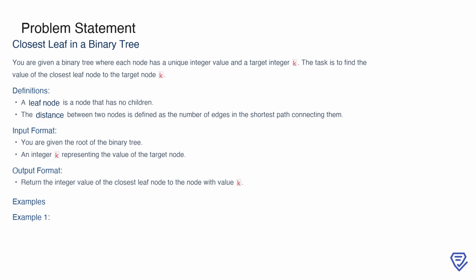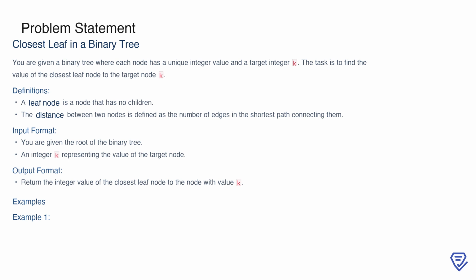In this problem, we are working with a binary tree where each node has a unique integer value. You are also given a specific target integer, k, which corresponds to the value of a particular node in the tree. The goal is to find the value of the closest leaf node to this target node. Now, a leaf node is defined as a node that has no children, so it is effectively at the end of a branch in the tree.